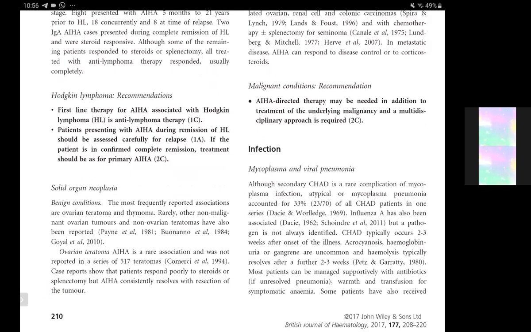Because if we treat the lymphoma, we will treat most of the autoimmune hemolytic anemia component which is associated with the lymphoma. And patients presenting with autoimmune hemolytic anemia during remission of Hodgkin's lymphoma should be assessed carefully for relapse. Most of the patients have this concurrent autoimmune hemolytic anemia with the lymphoma. If it presents after relapse and after treatment, we have to carefully assess for relapse also. If the patient is in confirmed complete remission, then treatment should be as for primary autoimmune hemolytic anemia.